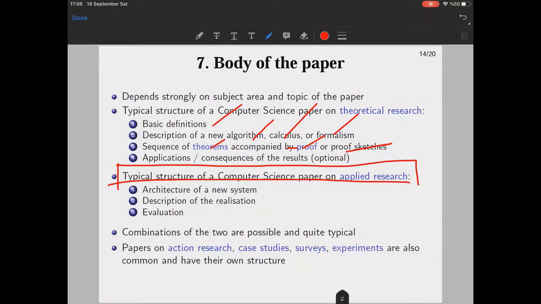What we have here in computer engineering, usually in applied research, is this typical structure: it starts with the architecture of a new system, description of the realization, and evaluation, for example. The same can be done for comparative studies as well. The combinations of the two are possible and quite typical. Papers on action research, case studies, surveys, experiments are also common and have their own structure. Each of them has different classical, typical structures. It's normal. You can get an idea of them as you make your literature reviews. As you read lots of papers, you will get familiar with the structure of the body of the papers as well.